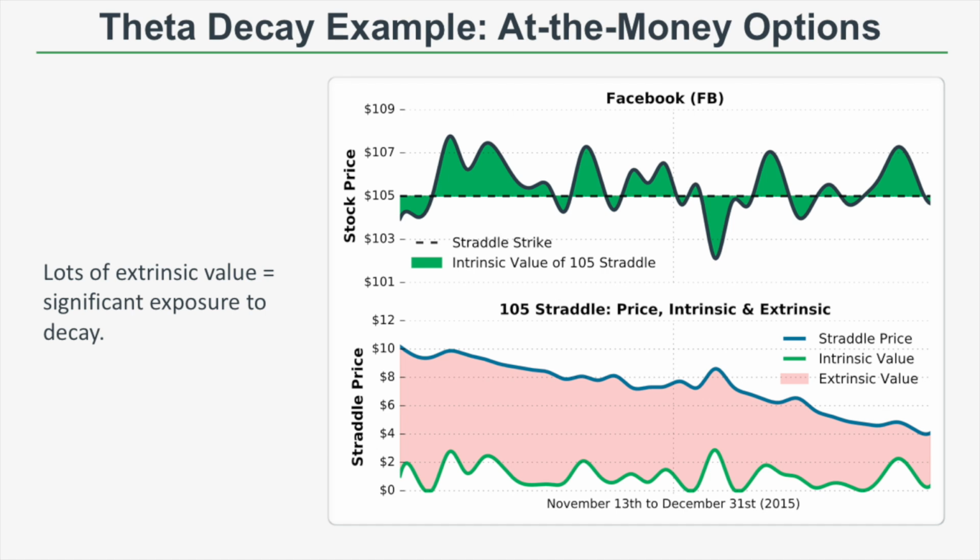So this just demonstrates that since all of this position's value is extrinsic and the stock price traded on top of the strike price the entire time, this position is going to suffer greatly from time decay because it doesn't really have any real value. And by real value, I mean intrinsic value. So as long as an option has extrinsic value, as its expiration date approaches, the option prices will decrease.